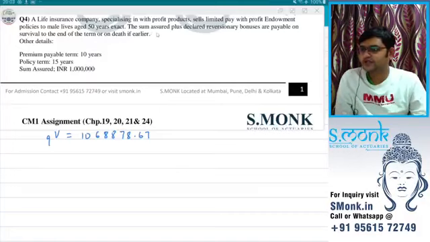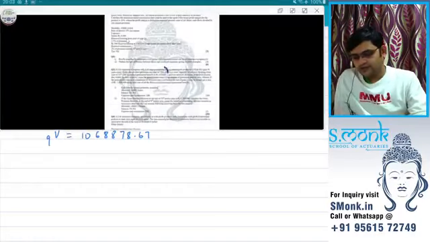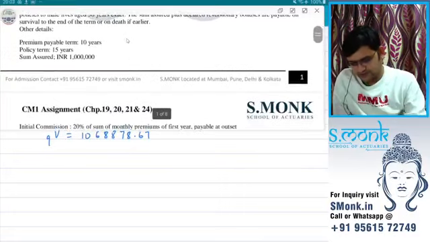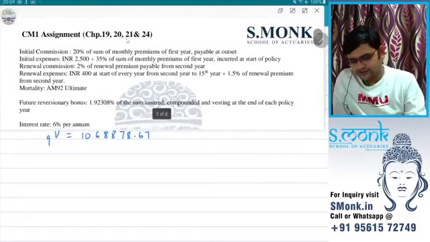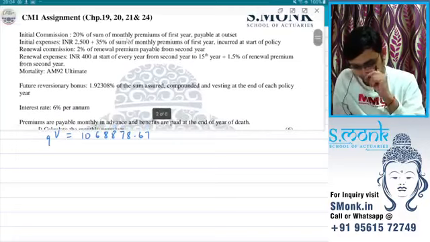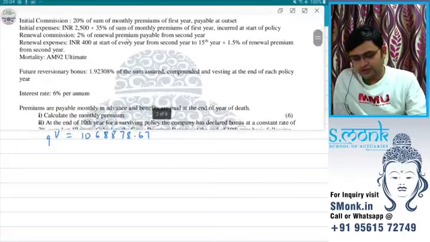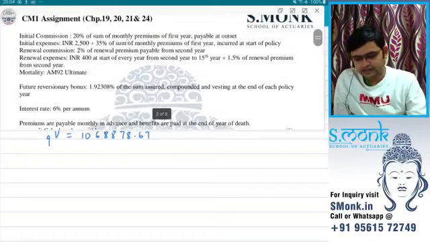So they are saying the sum assured is paid on death, so immediately on death, right? Premium payable 10 years. Policy term is 15 years. Sum assured is this much. Initial commission, initial expense, renewal commission, renewal expense. I'll make equations for all of them. And then future reversionary bonus, or did we do this part before, right? Anyways, I'll quickly make it.